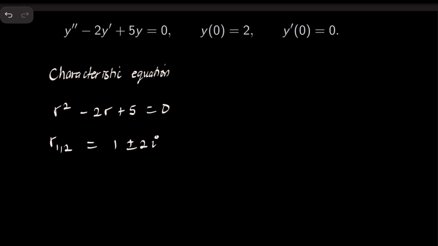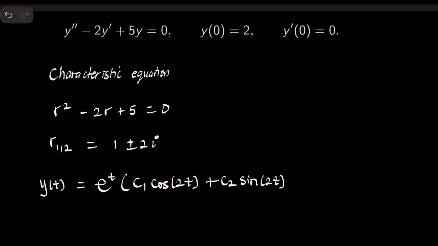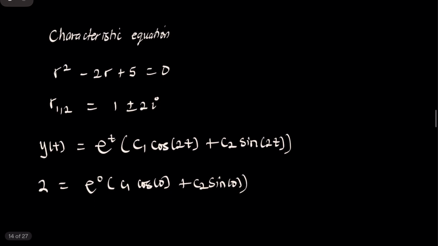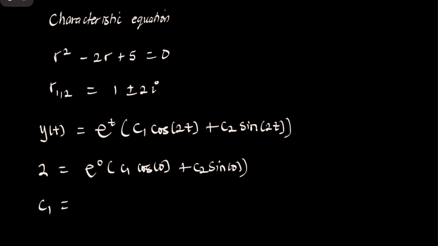And so our general solution will be giving us y of t is equal to e exponent 1t, c1 cosine of 2t plus c2 sine of 2t. Now let's solve for a particular solution. So with the first initial condition, y of 0 is equal to 2, we have 2 is equal to e exponent 0, c1 cosine of 0 plus c2 sine of 0. Sine of 0 is 0, cosine of 0 is 1, so we are going to have c1 to be equal to 2.